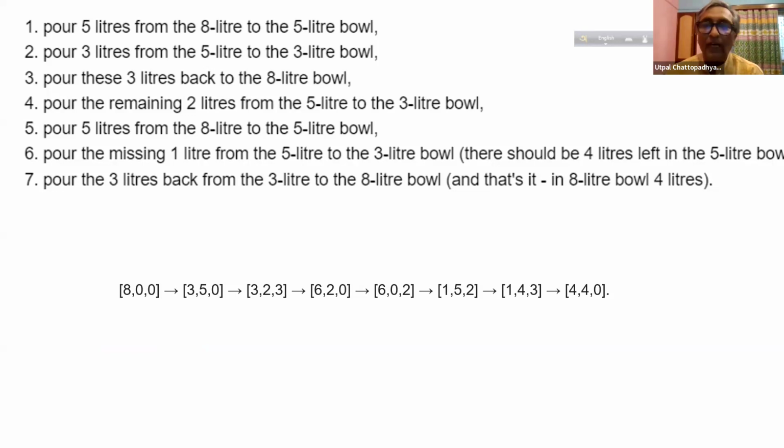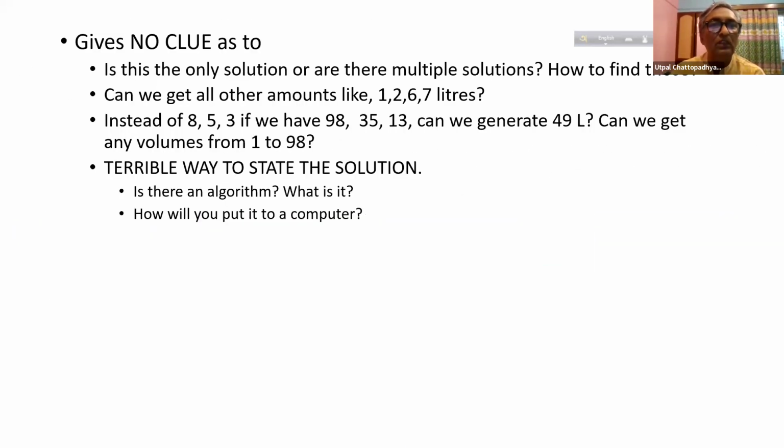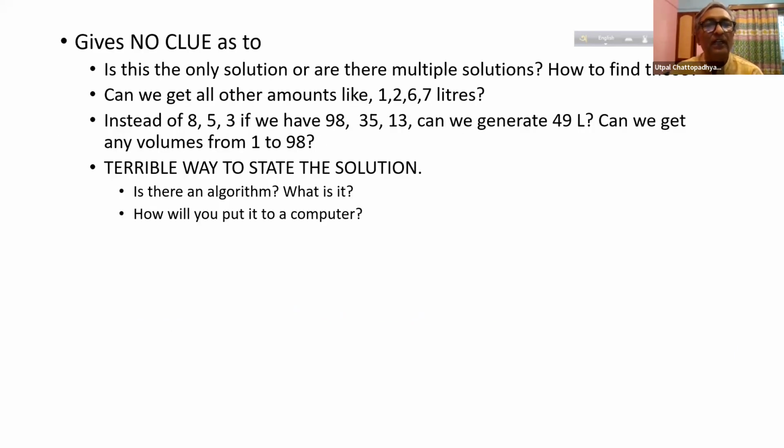Okay. So now I want to go back to why I was very unhappy with the original solution. Okay. Remember, I wrote this down that this is the terrible, the solution is right, but what's wrong with it? And I wrote down these things. Okay. That gives us no clue as to these questions: is there an algorithm? Can you do it for other jars?